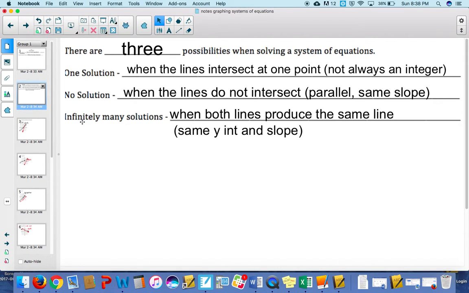The third option is called infinitely many solutions. That is when you graph two or more lines and they produce the same line. That means that they have the same y-intercept and the same slope. Again, if you need more time to write these three definitions down, go ahead and pause and hit play when you're ready.